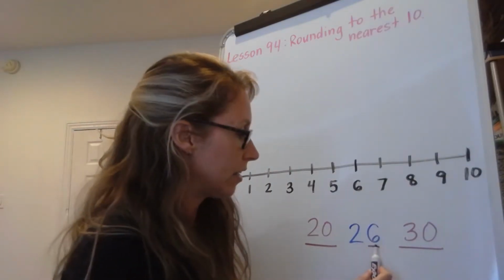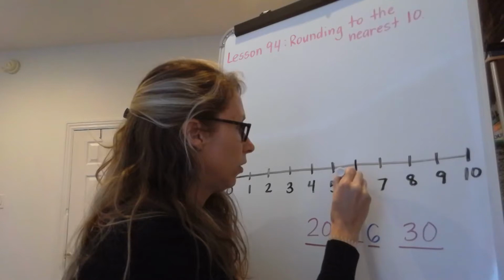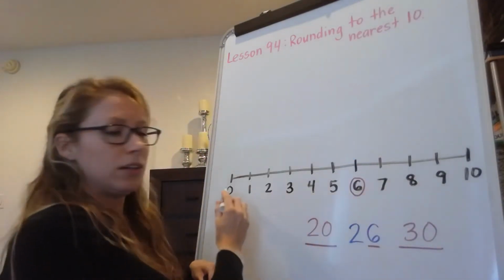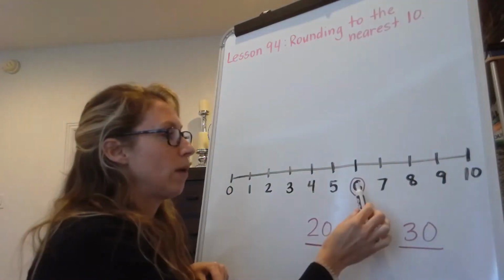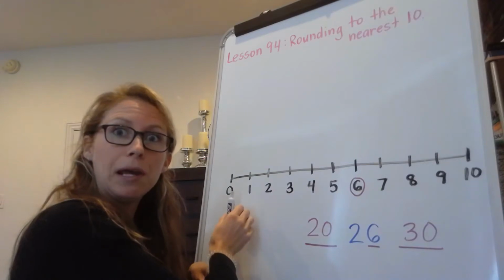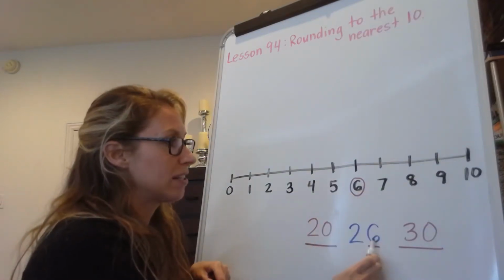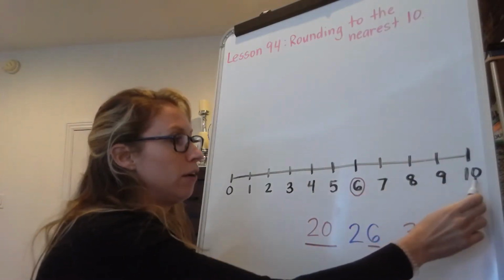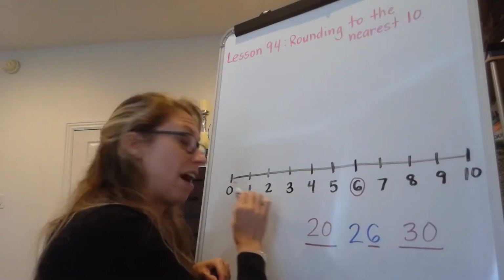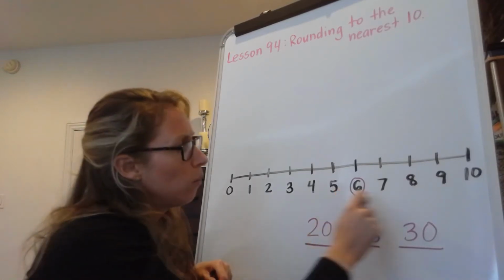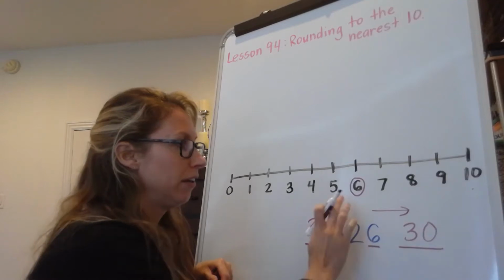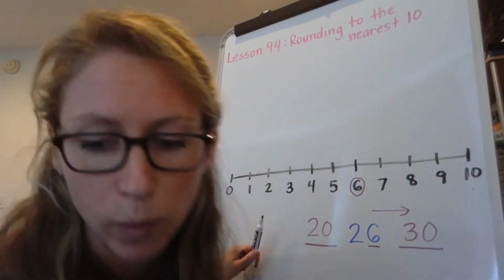Now, is 6 on here closer to 10 or closer to 0? That will tell you whether you round to the next 10 or back to the 10 before it. So if 26 is 1, 2, 3, 4 numbers away from 10, or 1, 2, 3, 4, 5, 6 numbers away from 0, well, it's closer to 10, so you would round up to 30. So our number line is a big part of the way we round.